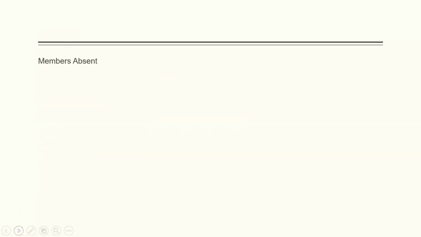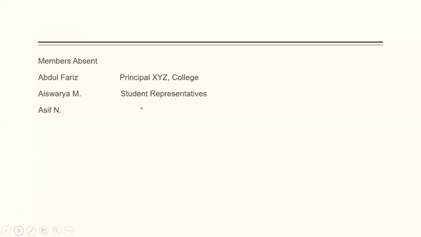Next is members absent. Members absent: Abdul Faris, the principal, XYZ college. So you have to provide a list of the members absent for the meeting. Next is Aishwarya M, student representative, Asif N, student representative. So these are the student representatives that were absent.